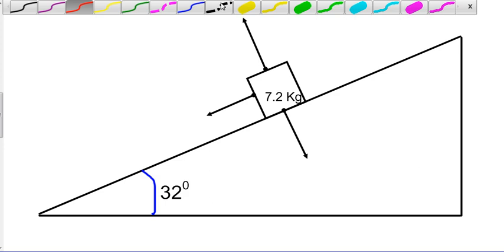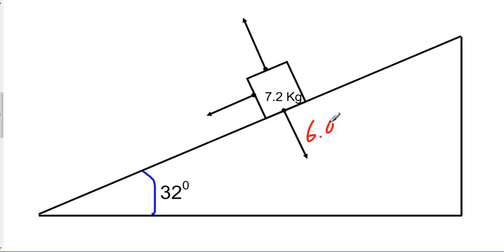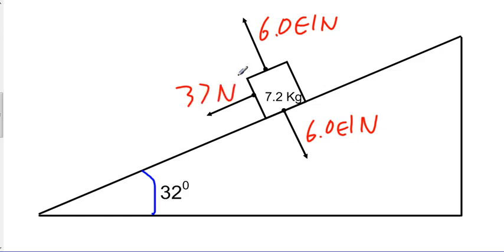So I'm going to put the components down. In this case, our perpendicular component is going to be 6.0 times 10 to the first newtons, which will also be equal to our force normal, which should also be 6.0 times 10 to the first newtons. And then our parallel component will be 37 newtons. If you didn't get that, you'll want to mark that as a question, and we can go through that in our discussion tomorrow.